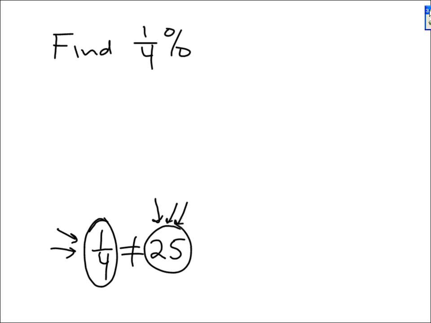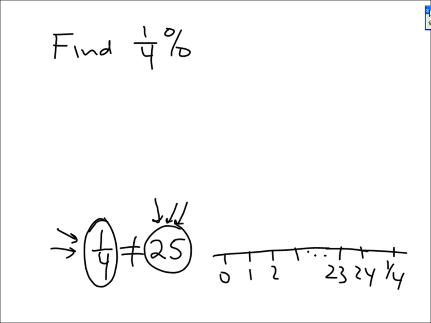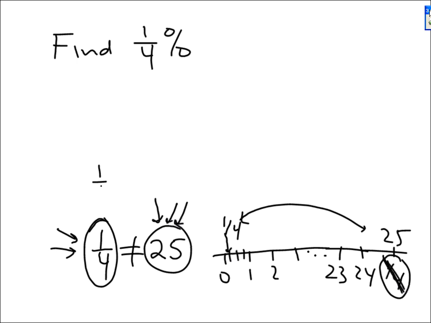They're not equal. You don't have 0, 1, 2, eventually 23, 24, and then 1/4. No, no, no. You don't expect to see 1/4. You expect to see 25. Why don't you expect to see 1/4 right there? Because 1/4 is not the same as 25. 1/4 is a quarter. It's not 25. It's 0.25. And you have to understand that.